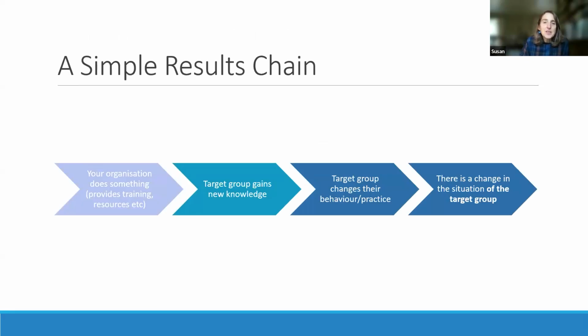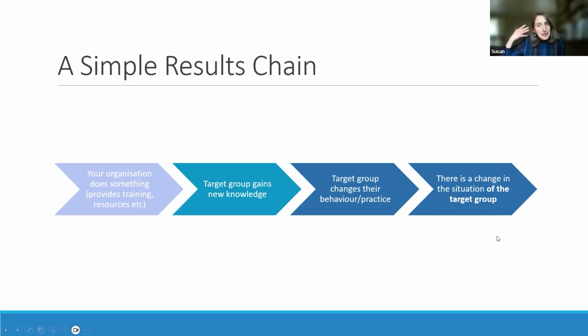And this is a really, really simple results chain here, which is that your organization does something, you provide training, you write a resource, you do something like that. Your target group then gains new knowledge. And then after they gain that knowledge, they change something about their practice or their behavior, and that leads to a change of their situation. And so that's really the very basic thinking.